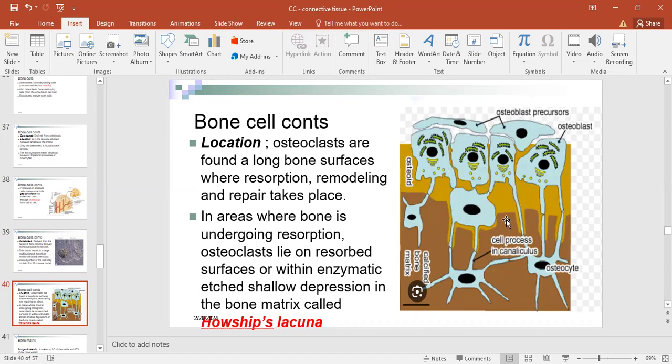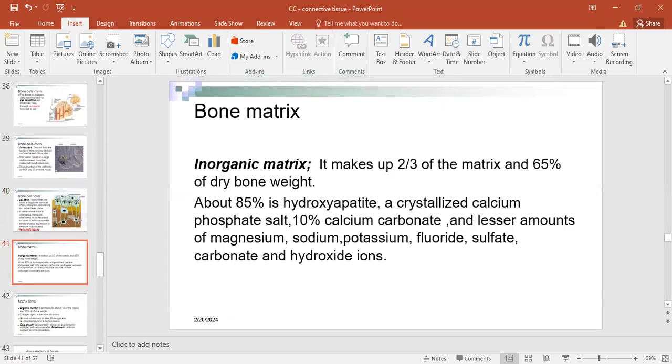they are trapped in these tiny spaces, okay? And so they are then called the osteocytes, all right? And the tiny spaces are known as the lacuna, okay? So this is what I wanted you to say.